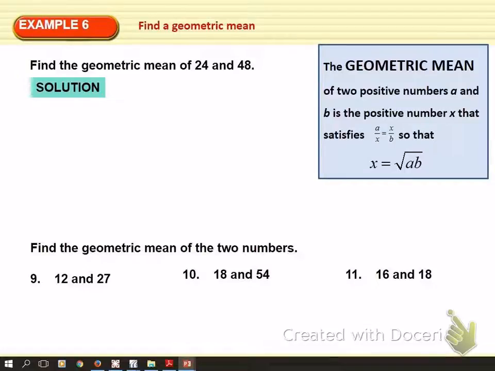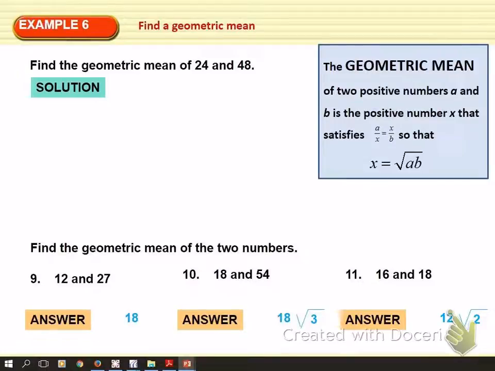Okay. So, the answers you should have gotten are 18, 18 radical 3, and 12 radical 2. Now, that's if you can reduce your radical. Did you set these up correctly? The geometric mean for 12 and 27 is a number that if I compare 12 to that number and then that number to 27, those comparisons have to be equal. Right? And then we're going to cross multiply and solve, and so x squared is equal to 324, and you got to reduce that.